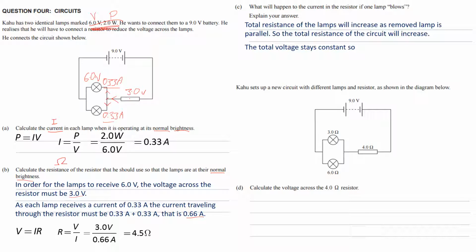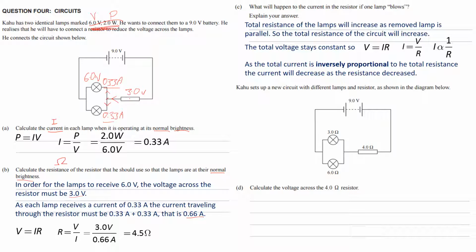Now that's really important because the voltage stays constant. So let me just take Ohm's law and rearrange it here. Our resistance has increased, but our voltage stayed constant. We get this proportionality statement: the current is inversely proportional to the resistance. So therefore, our resistance got bigger, our current is going to get smaller. So our current is going to decrease as the resistance is increased.